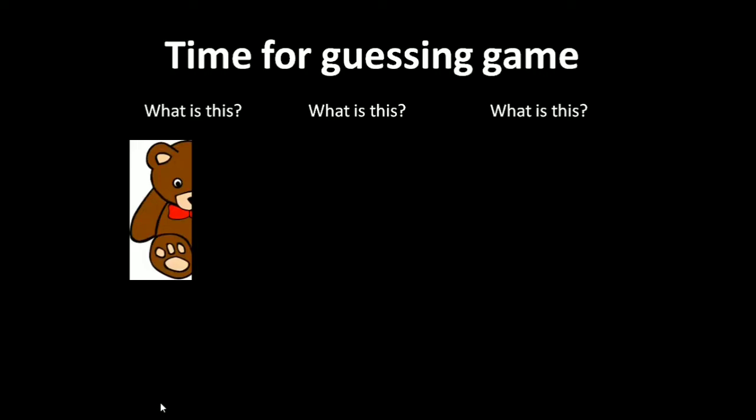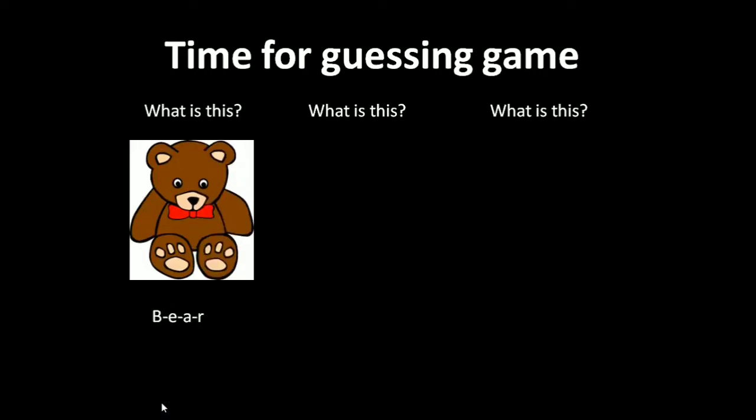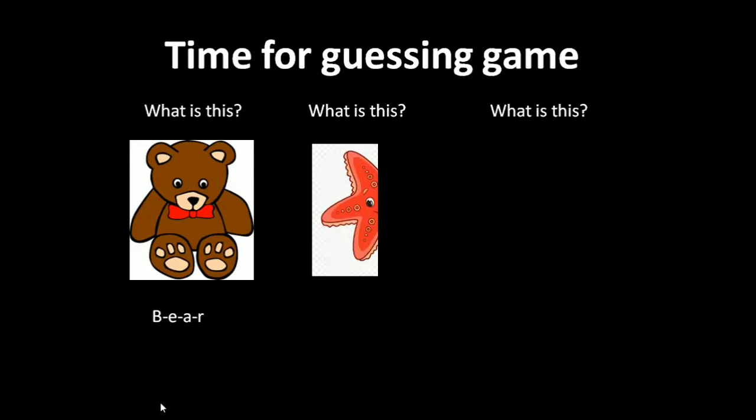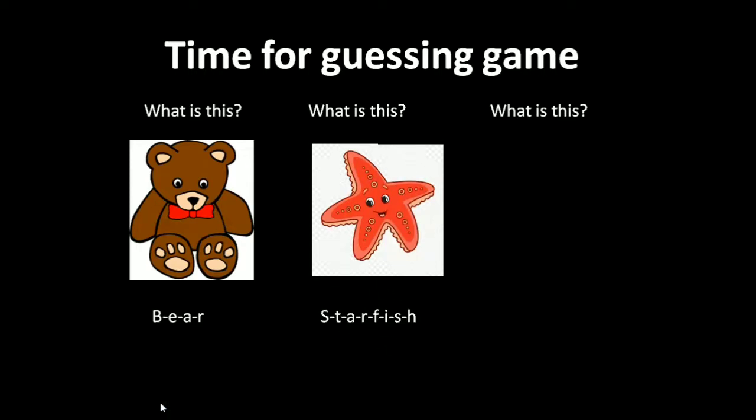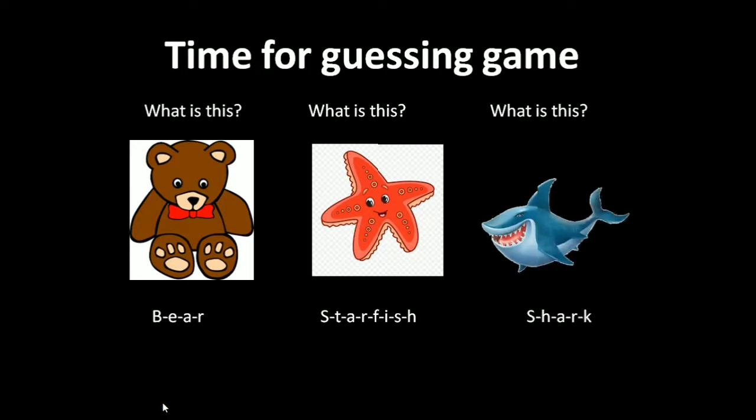What is this? Yes. Is it a bear? Spell for me, B-E-A-R, bear. Next one. Wow, what is this? Yeah, is it a starfish? Spell for me, S-T-A-R, F-I-S-H, starfish. Next one. Wow, what animal is it? Wow, yeah, correct. Is it a shark? Spell for me, S-H-A-R-K, shark. Thank you, good job.